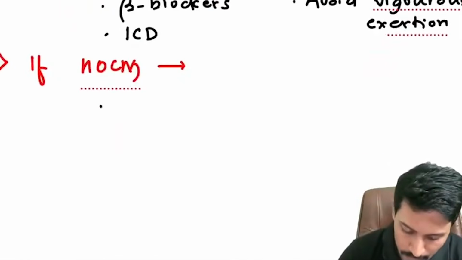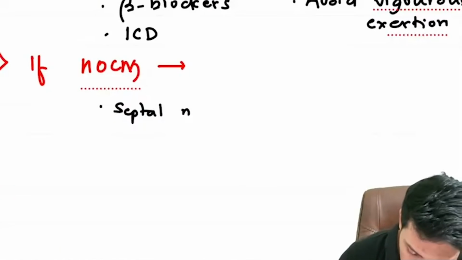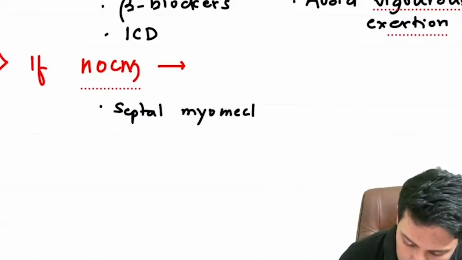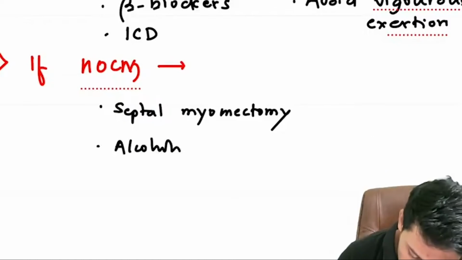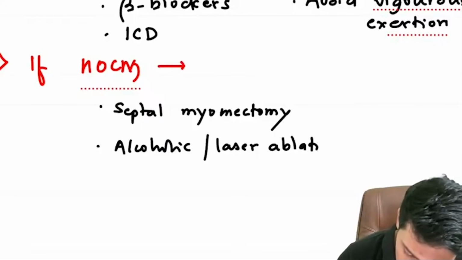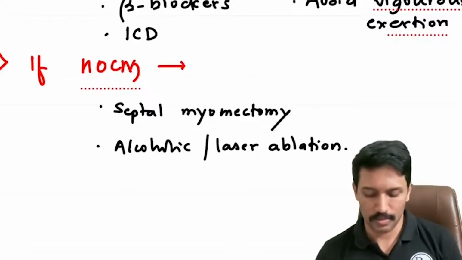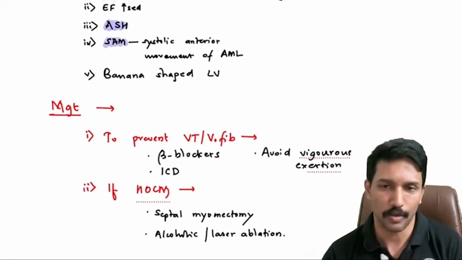So if there is HOCM, the choices of treatment we have are septal myomectomy, that is surgically cutting the muscle, or alcoholic or laser ablation, right? So these are the choices we have. So that completes our discussion on the cardiomyopathies.